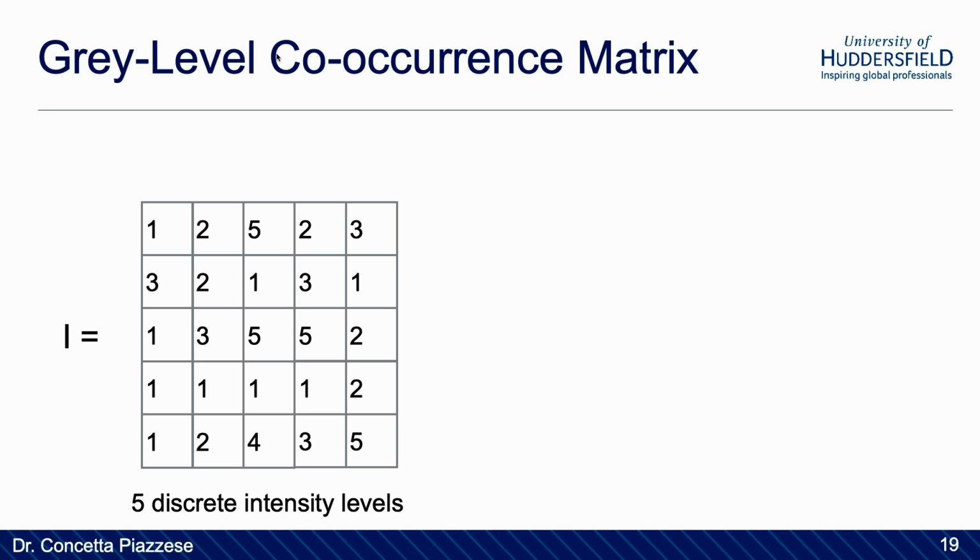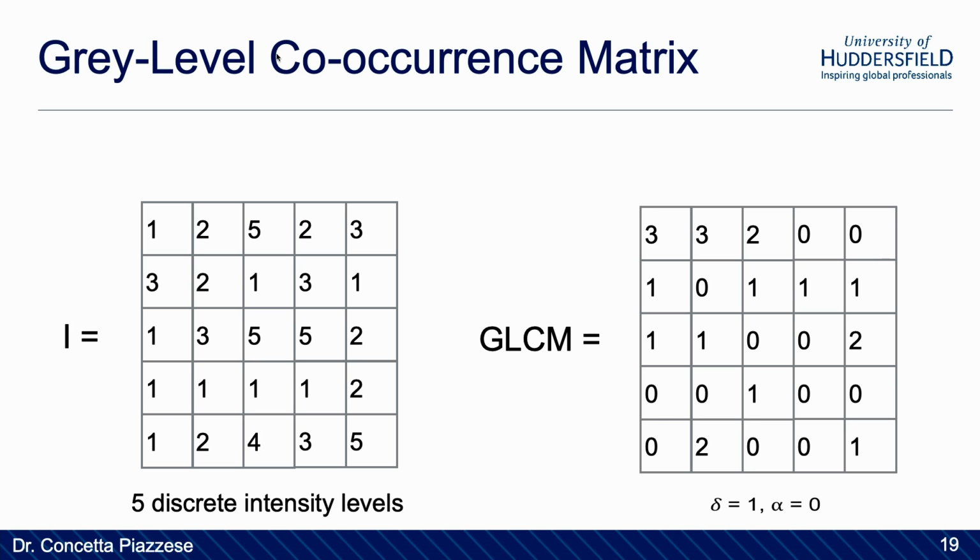So if I compute the gray level co-occurrence matrix from this image, this is what I get. How did I get this? Let's have a look at the first pixel in my gray level co-occurrence matrix.